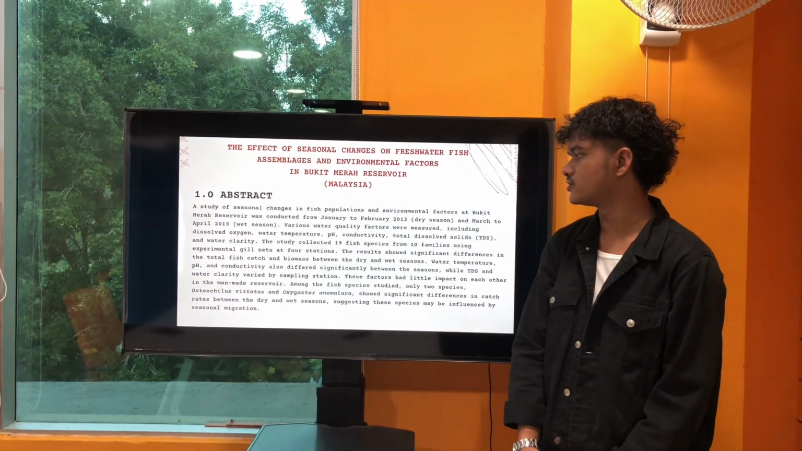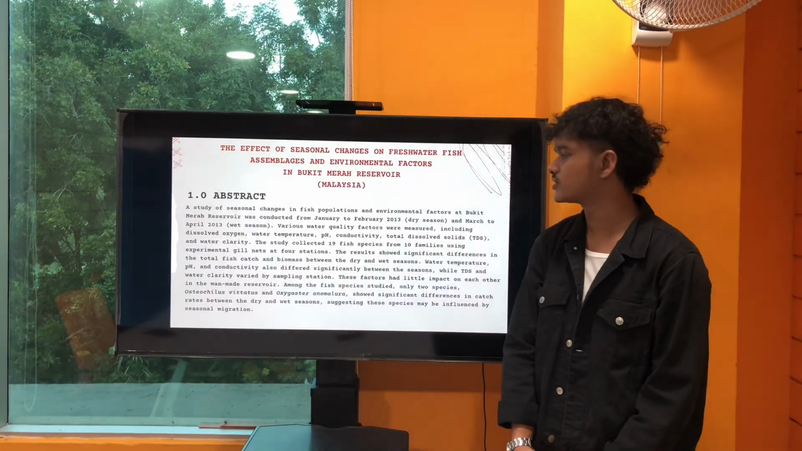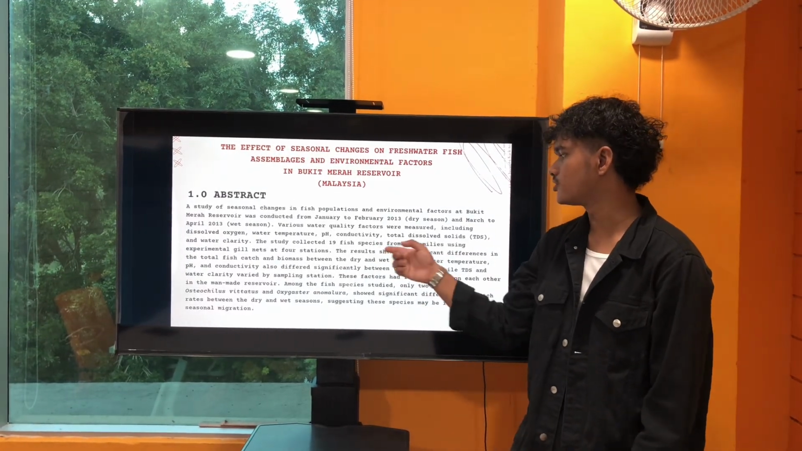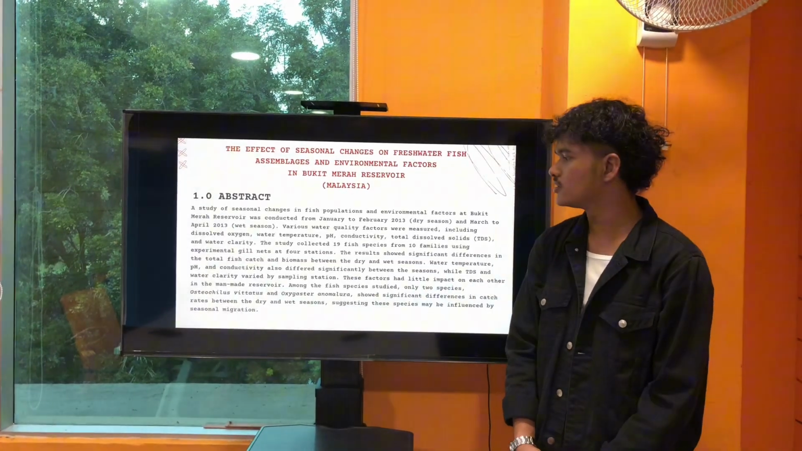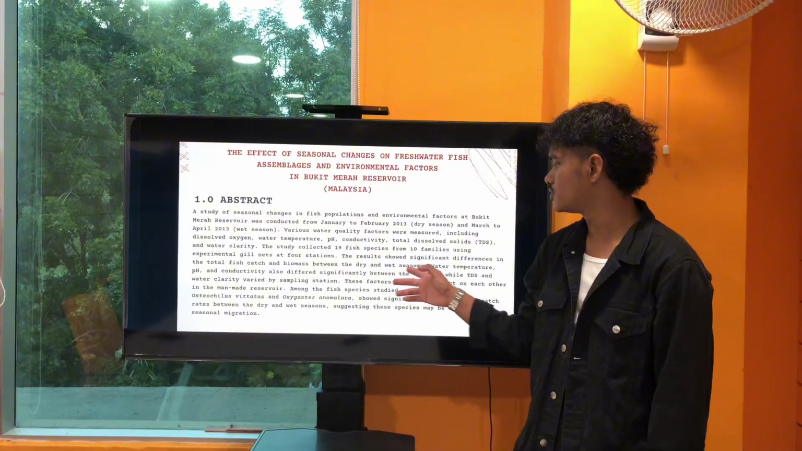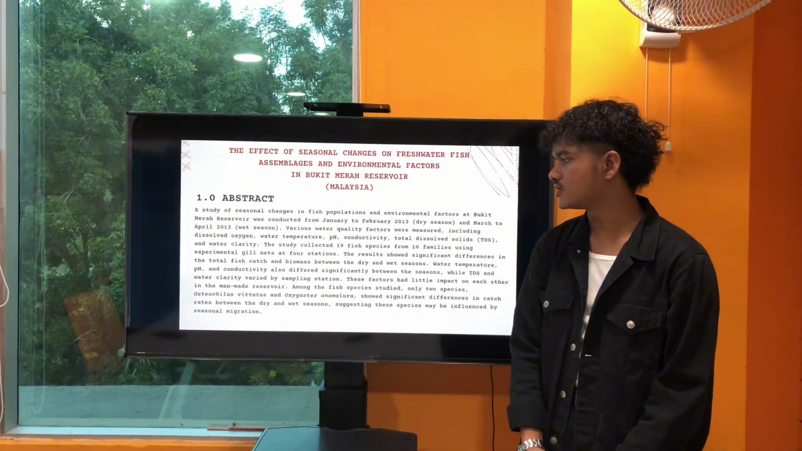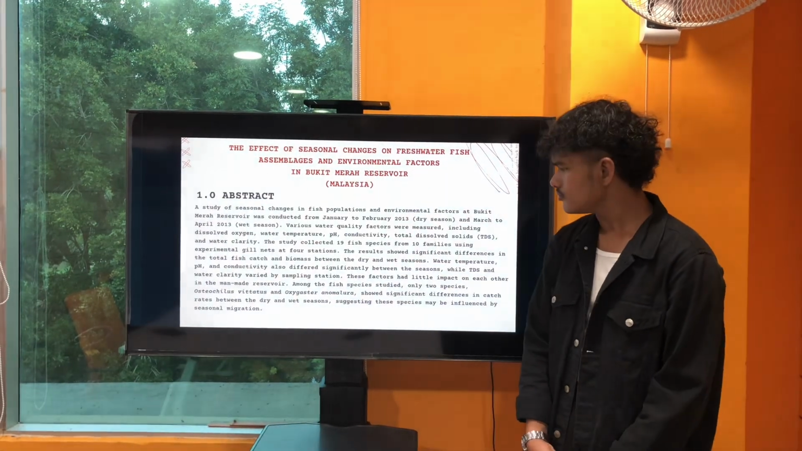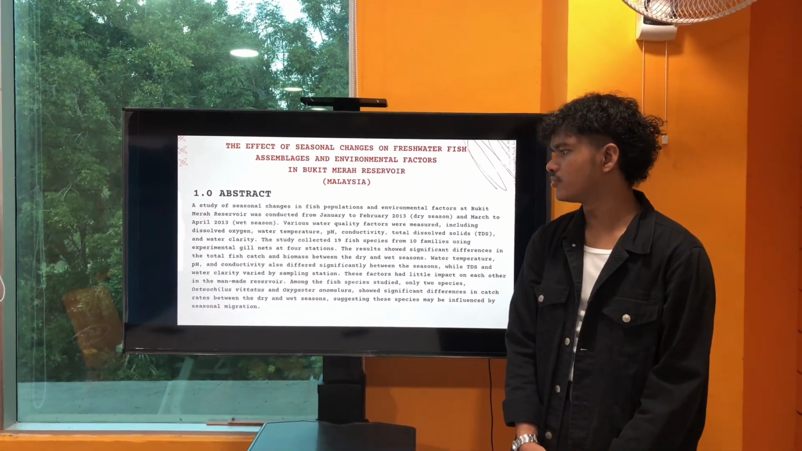In this experiment, the study collected 19 fish species from 10 families using experimental gill nets at 4 stations. The results show significant differences in the total fish catch and biomass between the dry and wet seasons. Water temperature, pH, and conductivity also differed significantly between the seasons, while TDS and water clarity varied by sampling station. These factors had little impact on each other in the man-made reservoir.